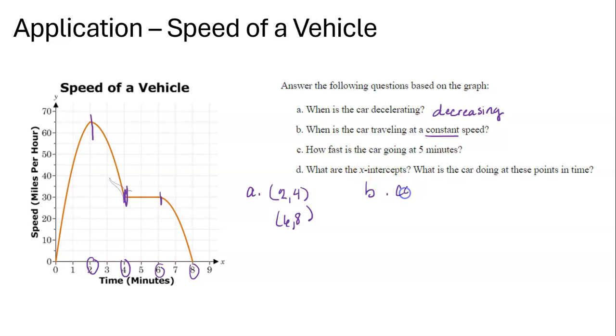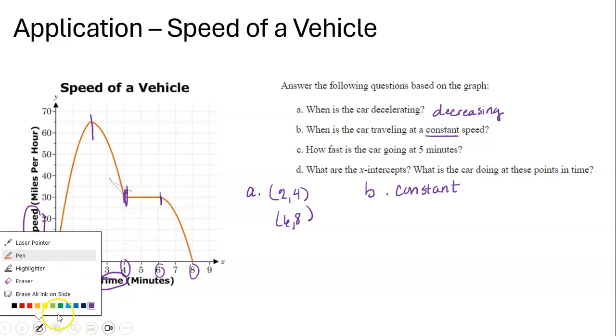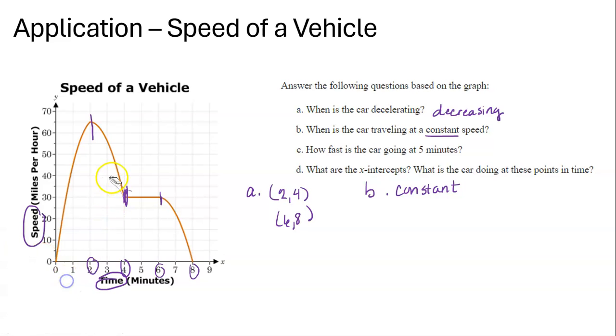Okay. It is constant, has a constant speed. Keep in mind, this is speed versus time. Not position versus time, speed versus time. So our slope would actually be acceleration on this one. Constant, so it's constant right here, from 4 to 6.